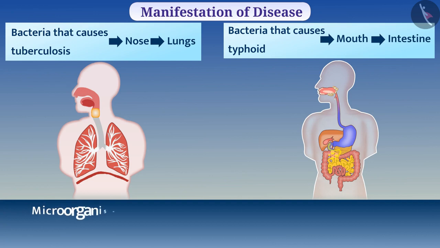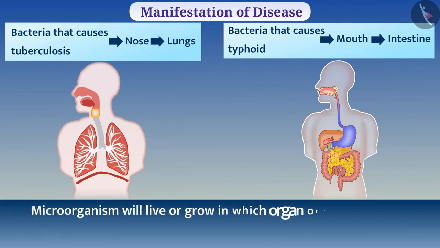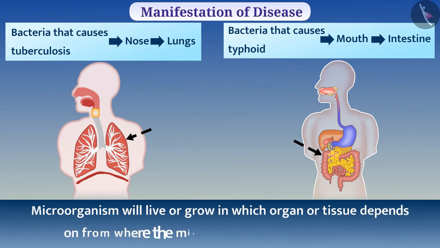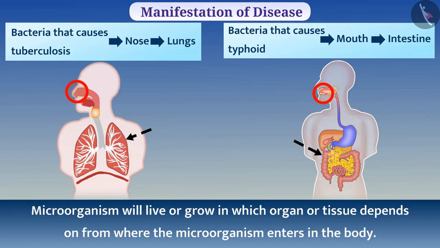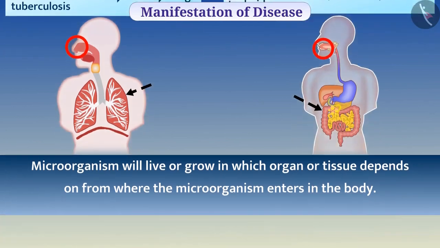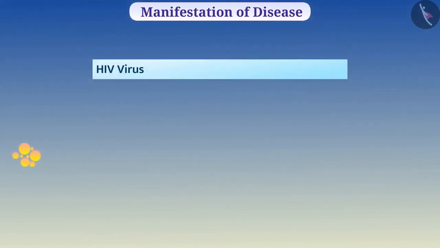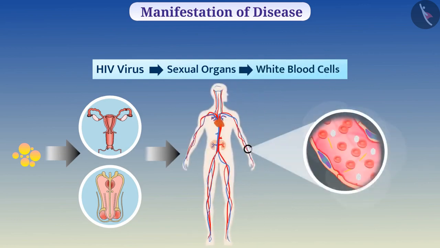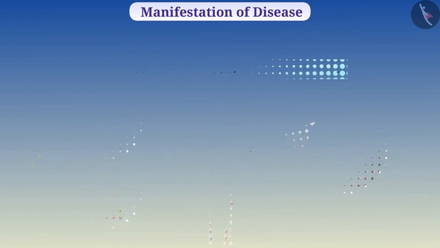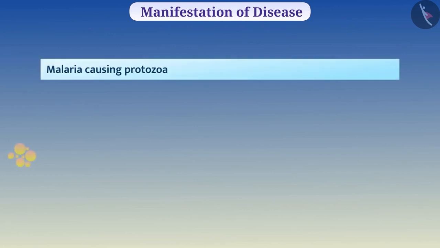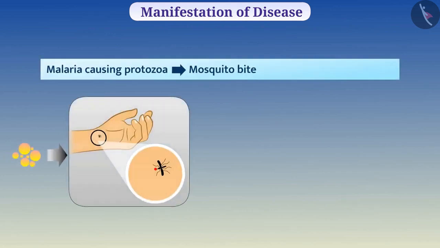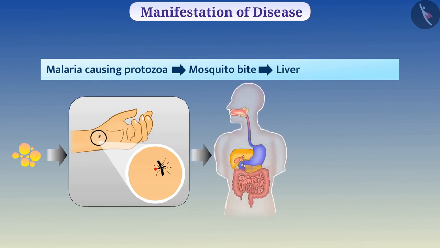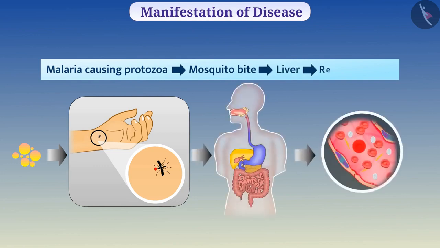Therefore, the organ or tissue in which the microorganism will live or grow depends on where the microorganism enters the body. But this is not always the case. For example, HIV virus enters the body via sexual organs and grows inside white blood cells. Similarly, malaria-causing protozoa enter through mosquito bite and live in the liver and after that grow inside red blood cells.